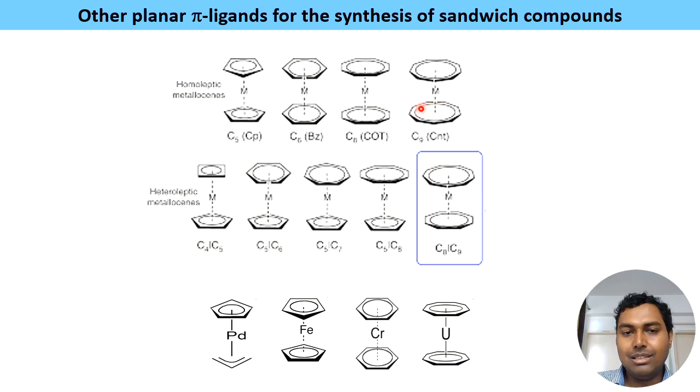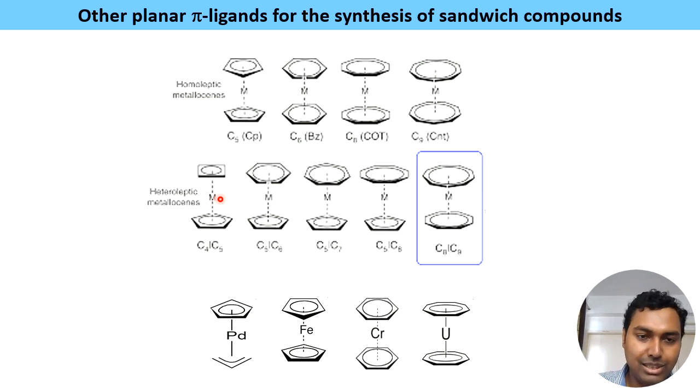This is also the 9-carbon cyclic ring. So all are homoleptic metallocenes, but we can also synthesize some heteroleptic metallocenes. For example, here this is a square type of ring. This complex is basically one side cyclobutadiene and the other side Cp. So this is heteroleptic.